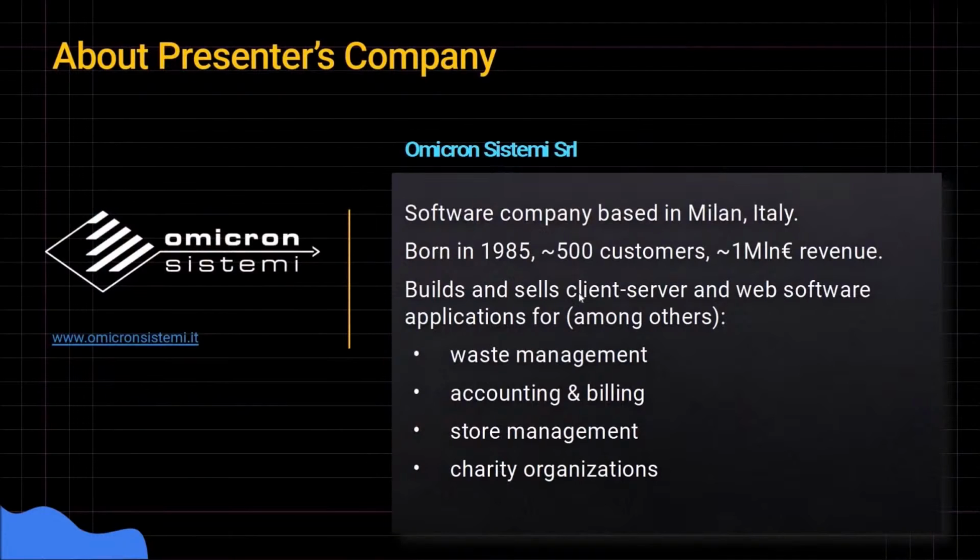Just a few words about the company I work for. Its name is Omicron Sistemi, and it is based in Milan, Italy. It was born in 1985 and has more or less 500 customers for 1 million euros revenue. We build and sell business software, especially for waste management, accounting, store management. We also build software for charity organizations.